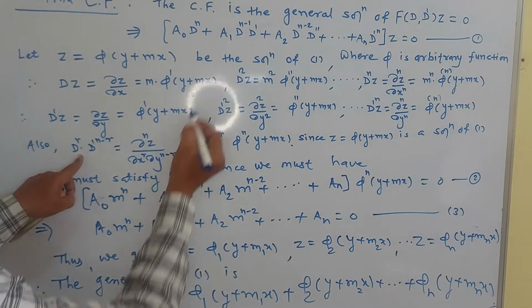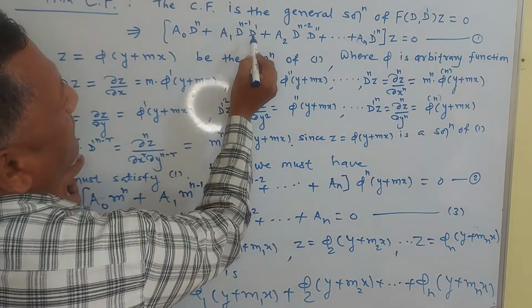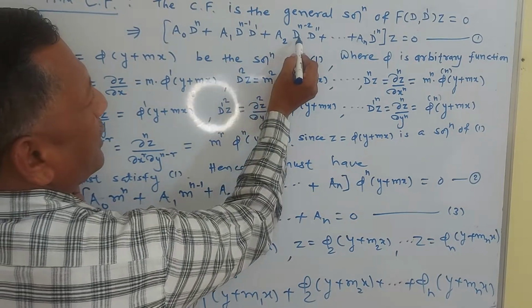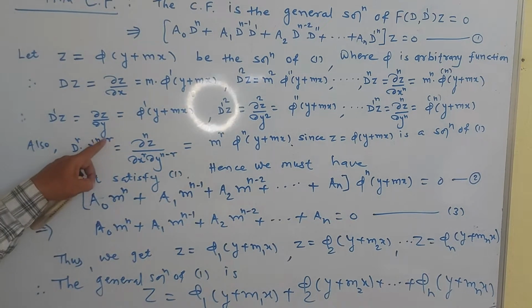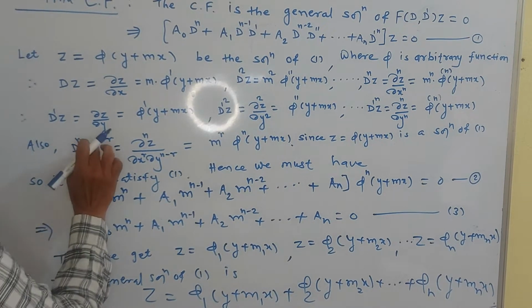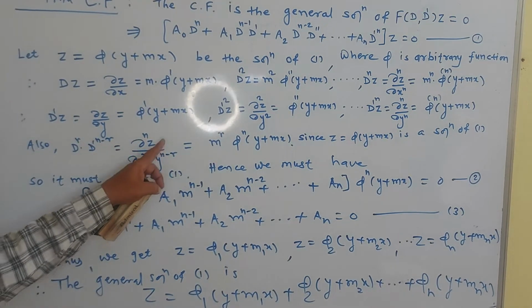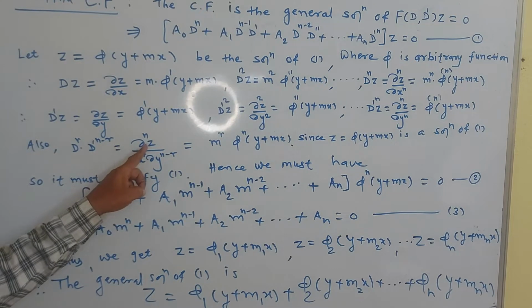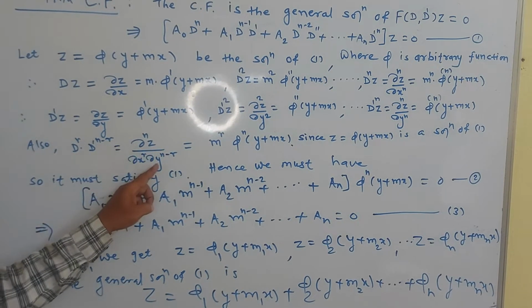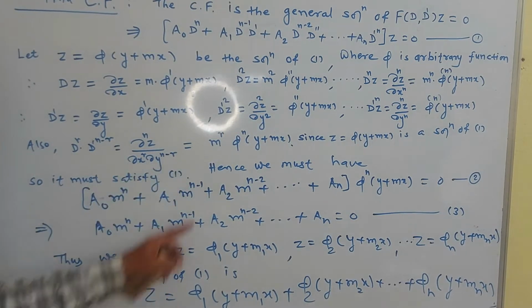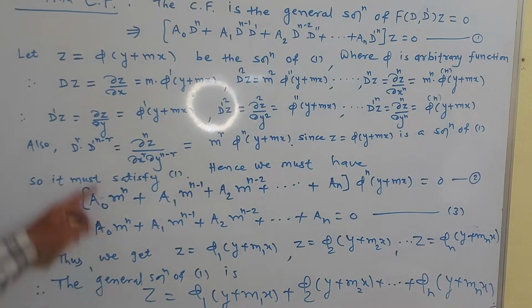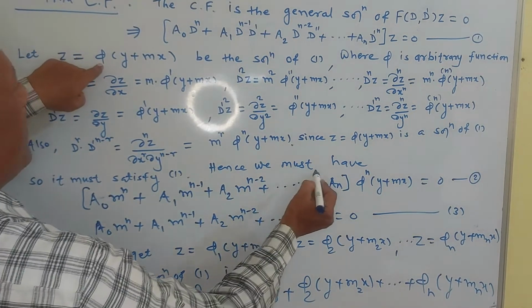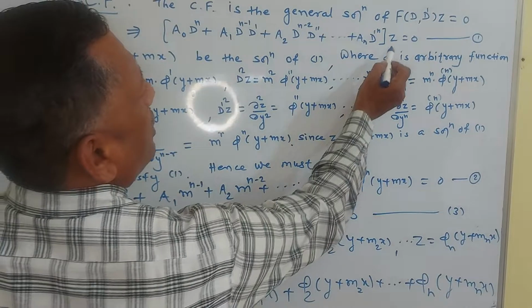Also we have here a1 into D^(n-1) D', a2 into D^(n-2) D'^2. So you have to find D^r into D'^(n-r), which means the nth derivative of z, del n z by dx^r dy^(n-r), is equal to m^r into phi^(n)(y + mx). So you have found the symbolic forms. But what is z? z = phi(y + mx) is a solution of equation 1.